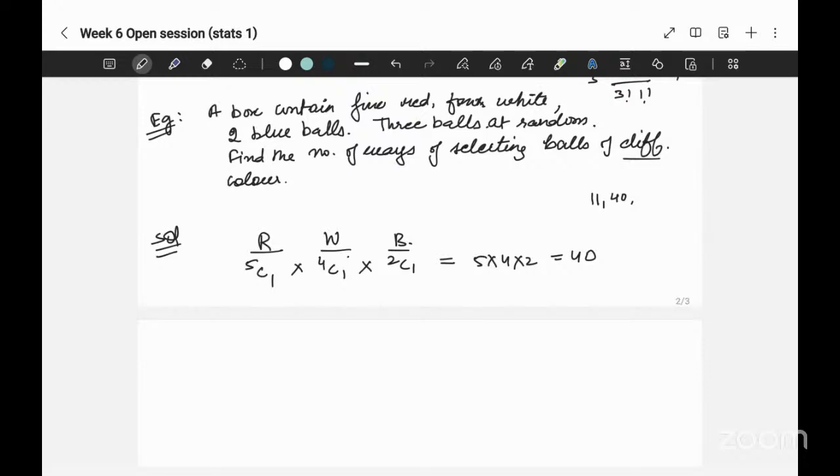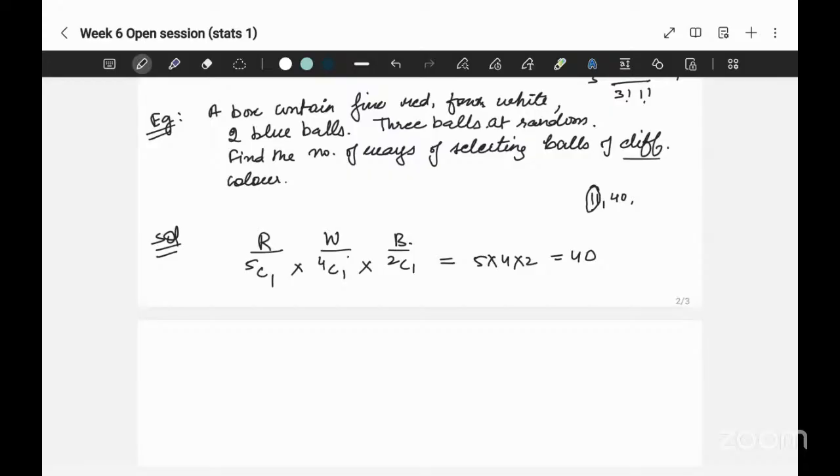How are you guys getting 11? Okay, you added all of these. Did you guys add all of these numbers, 5 plus 4 plus 2? Yes, ma'am, adding this will give 11. So that is what I'm asking, whether the people who are getting 11 added the numbers. Yes, ma'am, accidentally I added it, but it had to be multiplied.